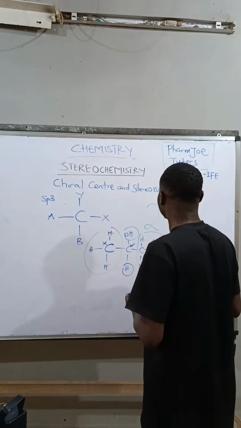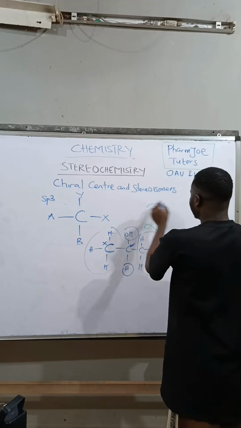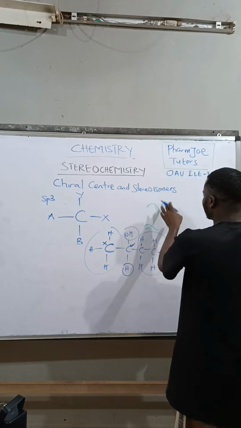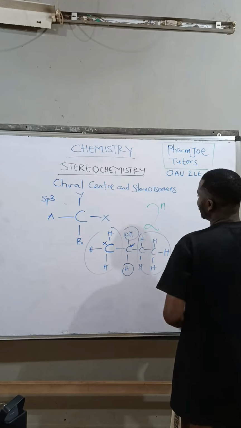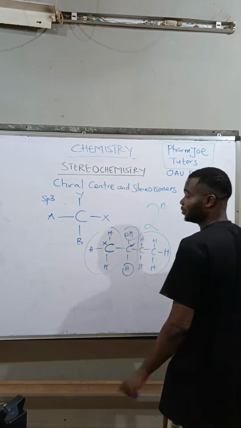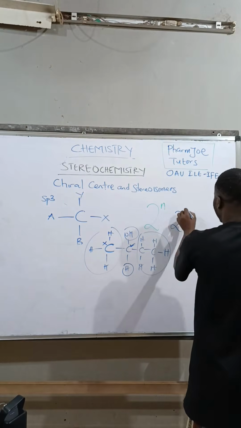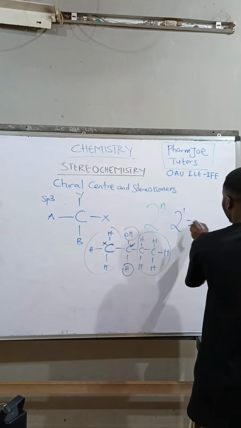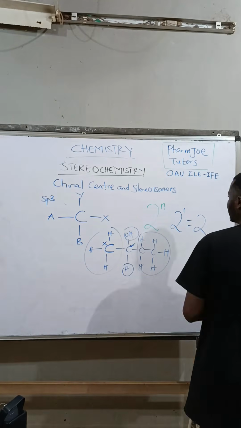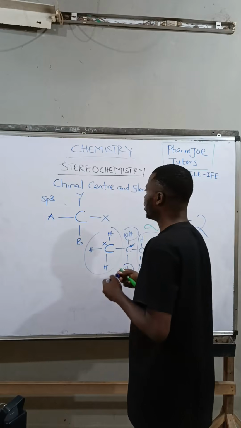And if the chiral carbon is 1, which is your stereogenic center, we can calculate our stereoisomers. Since stereoisomer count is 2 raised to the power of n, where n is the number of chiral centers, how many chiral centers do we have here? We only have 1, which is this carbon. So 2 raised to the power of 1, and your stereoisomers will be 2. So this compound has 2 stereoisomers.